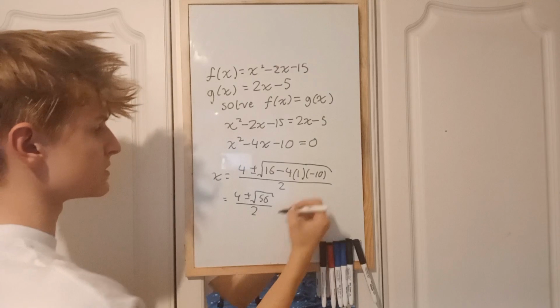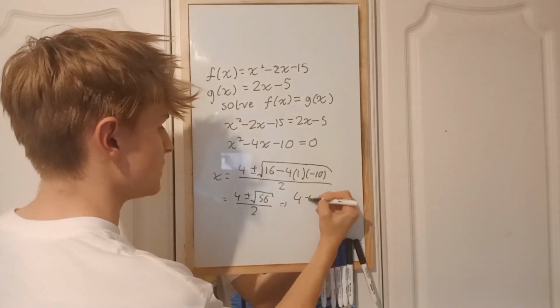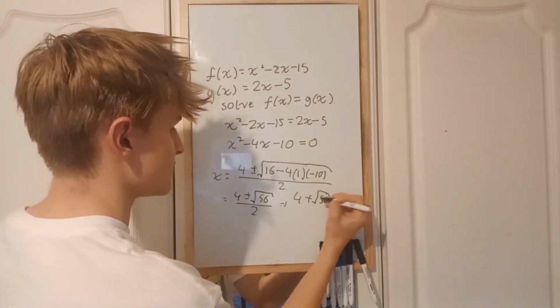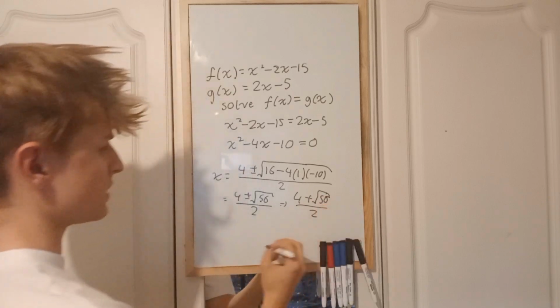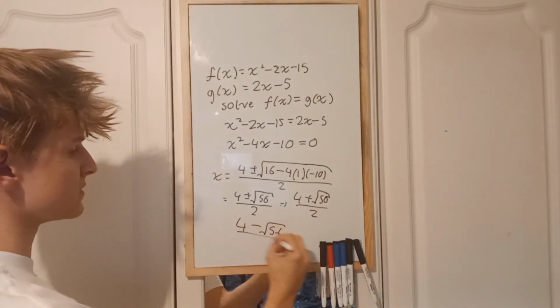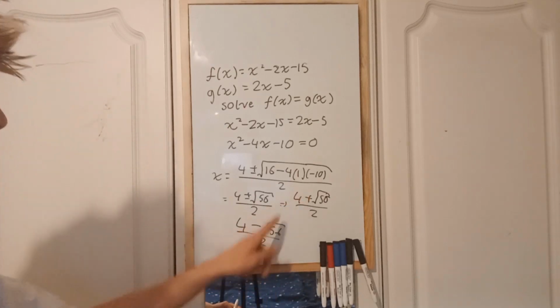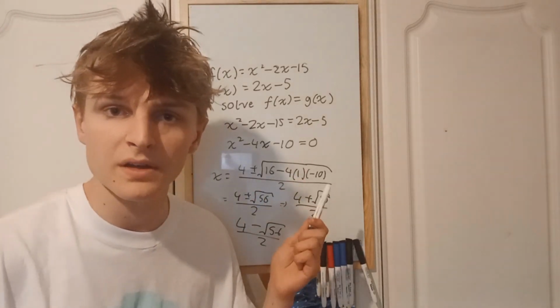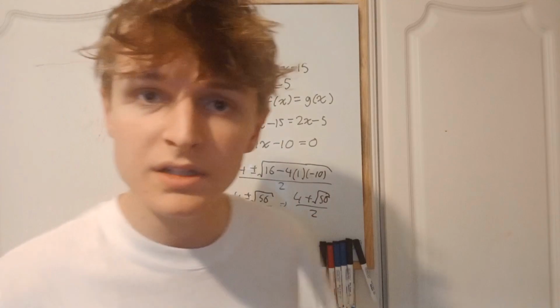So our two solutions are 4 plus root 56 over 2, and I'm going to put it down here, 4 minus root 56 over 2. So those are the two exact solutions for x which satisfy that equation. So boom, let's go on to the next one.